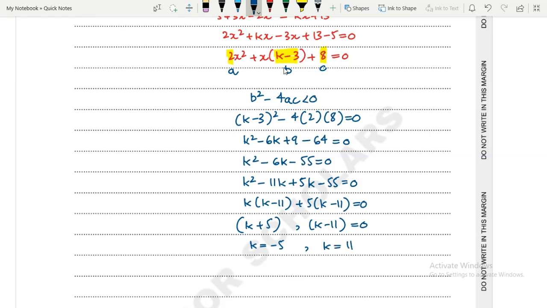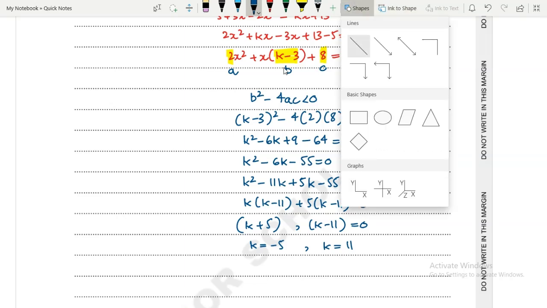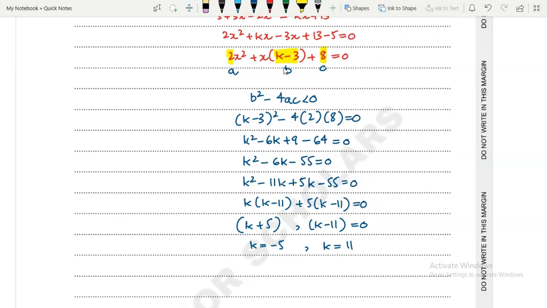Now let's suppose we have to give the set of values. This gives you two values. So what we have to determine is whether the set of values is between minus 5 and 11, or the set of values that are beyond minus 5 and 11. So which set of values is actually satisfying this inequality? So first of all, we will draw this line.